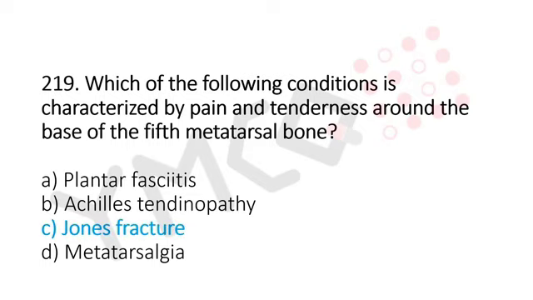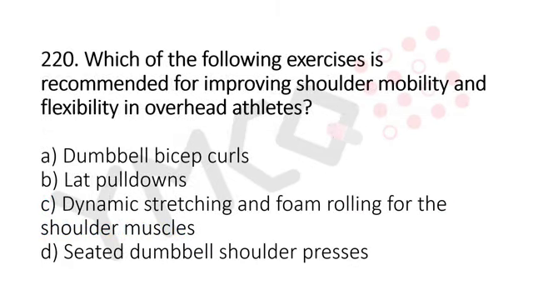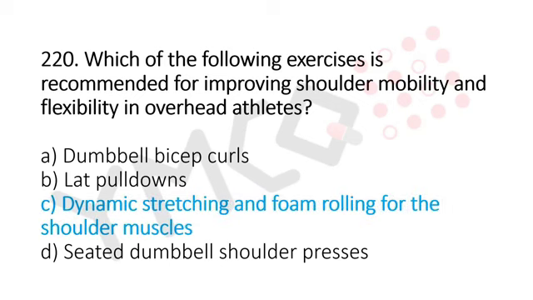Now let's move to question number 220. Which of the following exercise is recommended for improving shoulder mobility and flexibility in overhead athletes? Option A, dumbbell biceps curl. Option B, lats pull down. Option C, dynamic stretching and foam rolling for the shoulder muscle. Option D, seated dumbbell shoulder presses. And the answer is option C, dynamic stretching and foam rolling for the shoulder muscles.